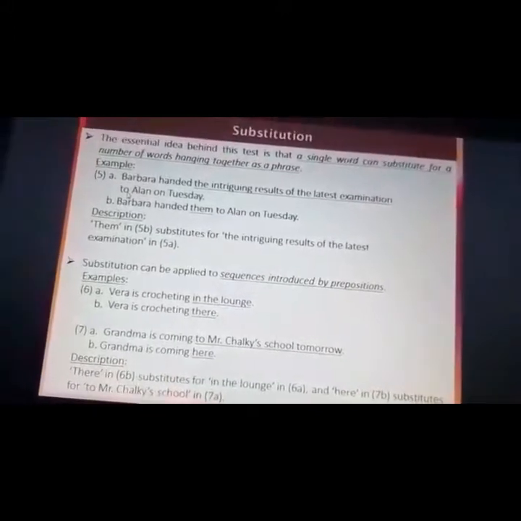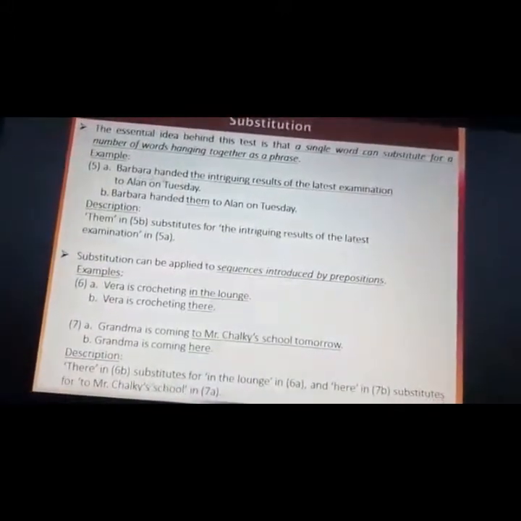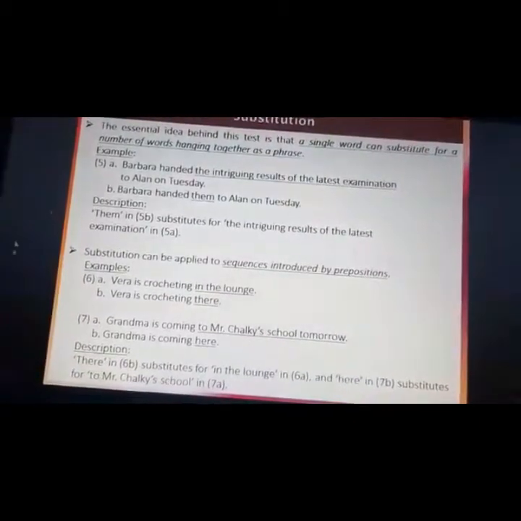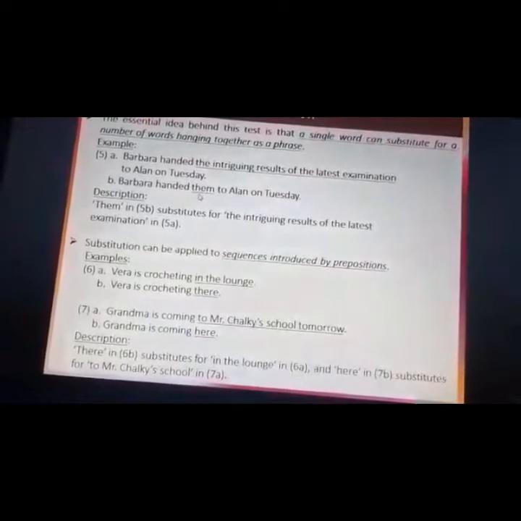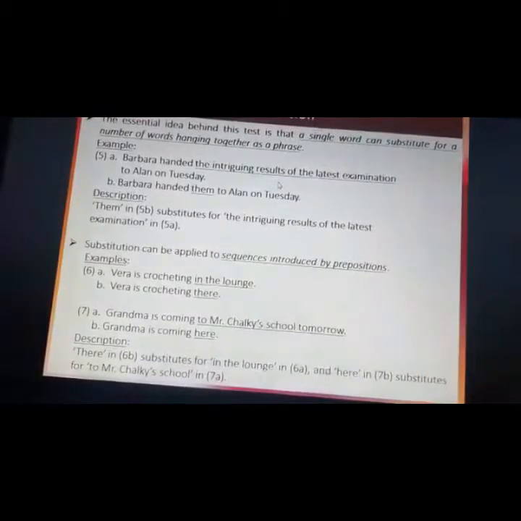For instance, 5A here. Barbara handed the intriguing results of the latest examination to Alan on Tuesday. As you see here that the intriguing results substituted becoming them. So the pronoun them here as the objective pronoun mengganti kata the intriguing results of the latest examination.